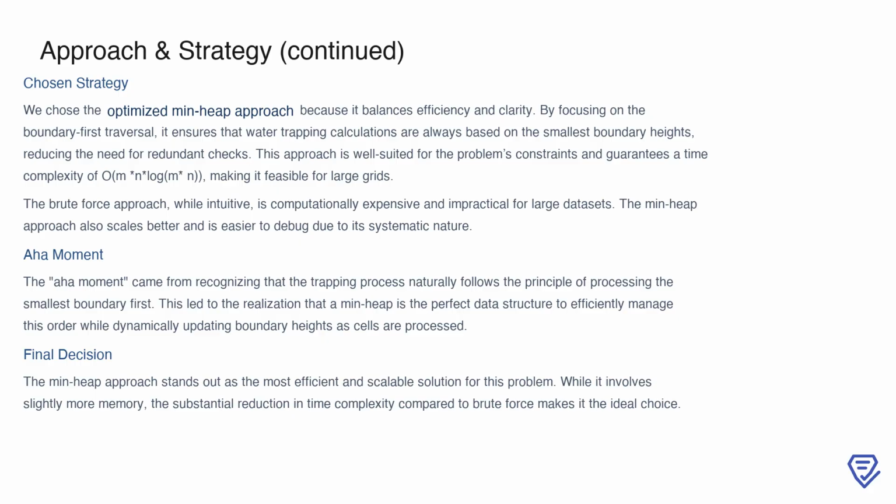This strategy prioritizes boundary-first traversal, ensuring that water trapping calculations are always based on the smallest boundary heights. By doing so, we reduce redundant checks and improve the overall efficiency of the solution. The time complexity of O(m*n*log(m*n)) makes this approach scalable, even for large grids. The brute force method, while simpler to understand, proved too computationally expensive and impractical for real-world datasets.